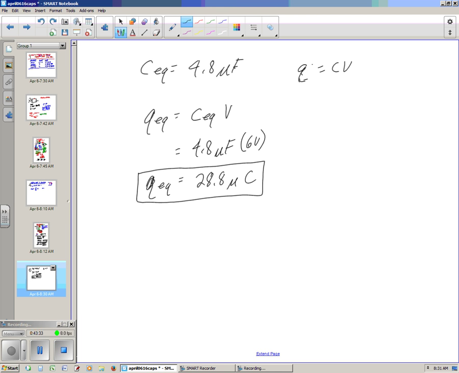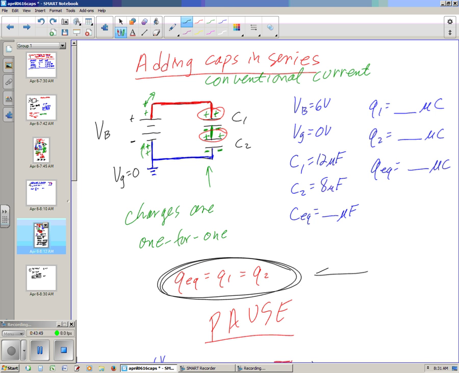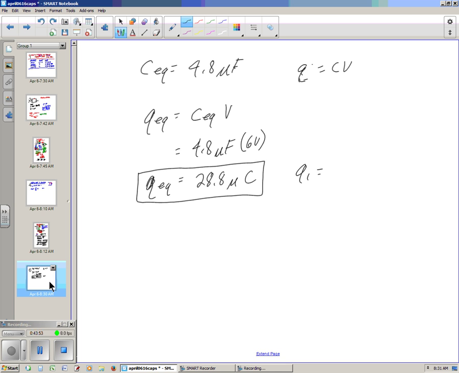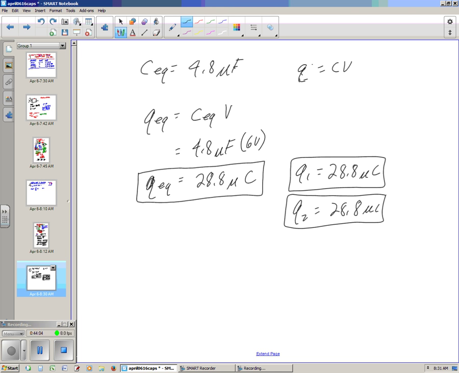So that's Q equivalent. What's Q1? Because we said these charges are 1 for 1. Every time one capacitor gets a charge, all the other ones in the line get 1 charge. So Q1 is going to be identical, because we said back here somewhere that all the charges are equal. So Q1 is 28.8 microcoulombs, and Q2 equals 28.8 microcoulombs, and we're finished with that part.